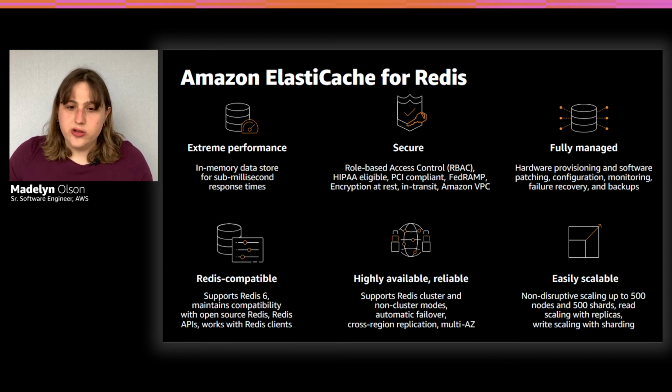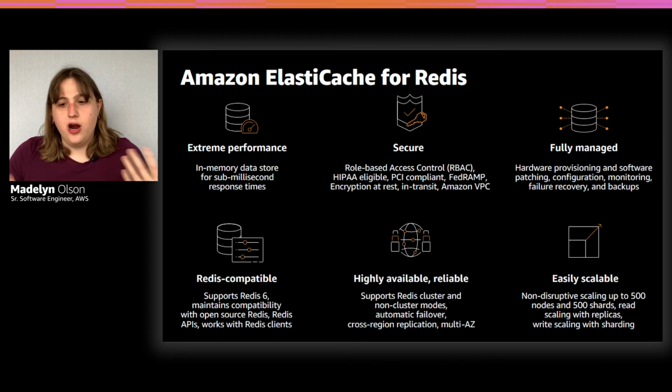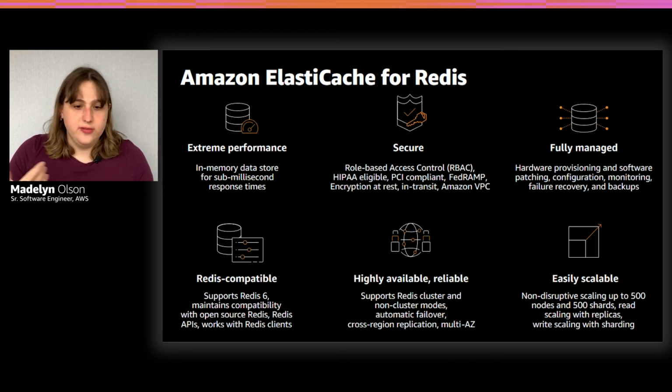As I said earlier, Amazon Elasticache for Redis provides extreme performance. We do a lot of tuning to make sure all your commands are sub-millisecond and you get the best price performance you can. We also emphasize security. We make sure security is our number one priority, and that your application is able to meet the security requirements of your institutions. We are fully managed. We simplify hardware provisioning, software patching, configuration, and monitoring. We are open source compatible with all the major Redis APIs and clients.